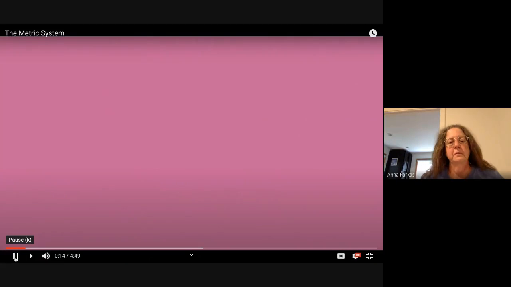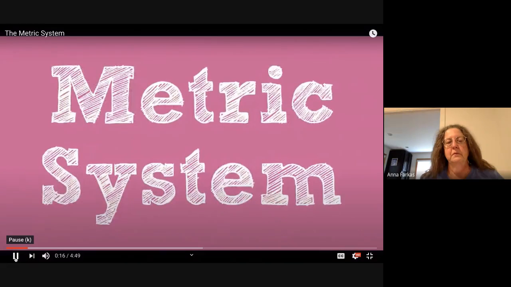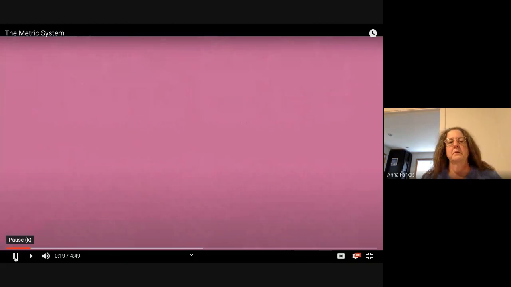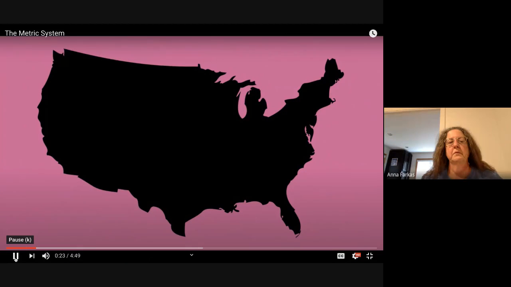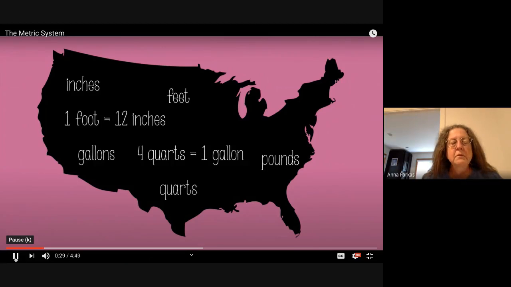The entire world uses the metric system for measurements. The entire world, except for Liberia, Myanmar, and the United States of America. In the USA, we use English units like inches, feet, pounds, quarts, and gallons, which is fine, except for that you have to memorize or look up the strange conversions to get from one unit to another.